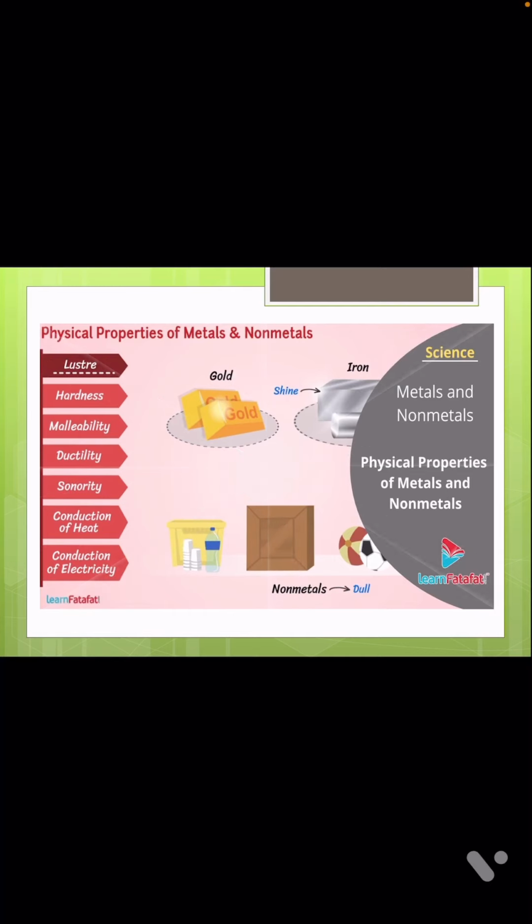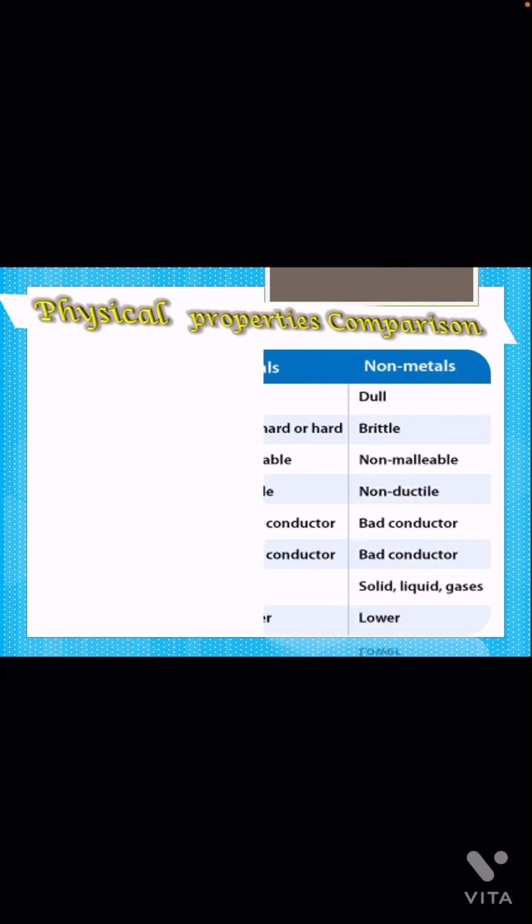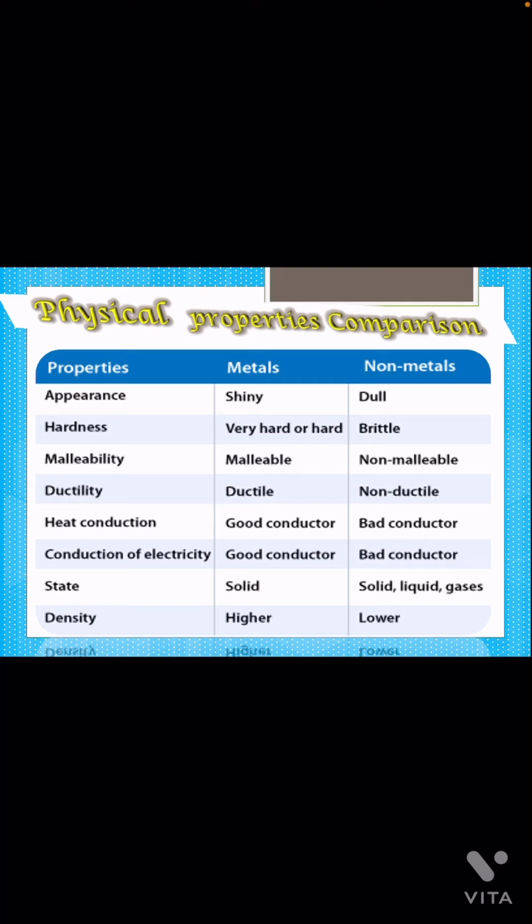So, we have learned the physical properties of metals and non-metals. You can get the link of the notes in the description box. Here you can see the comparison of metals and non-metals. From that you can easily learn the concept.